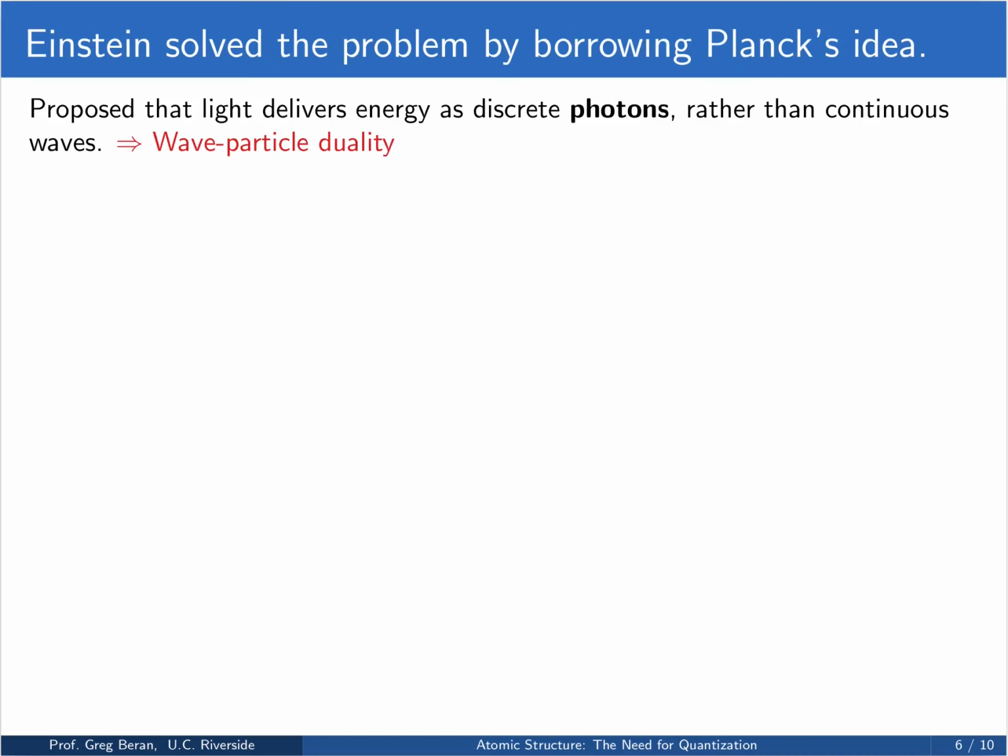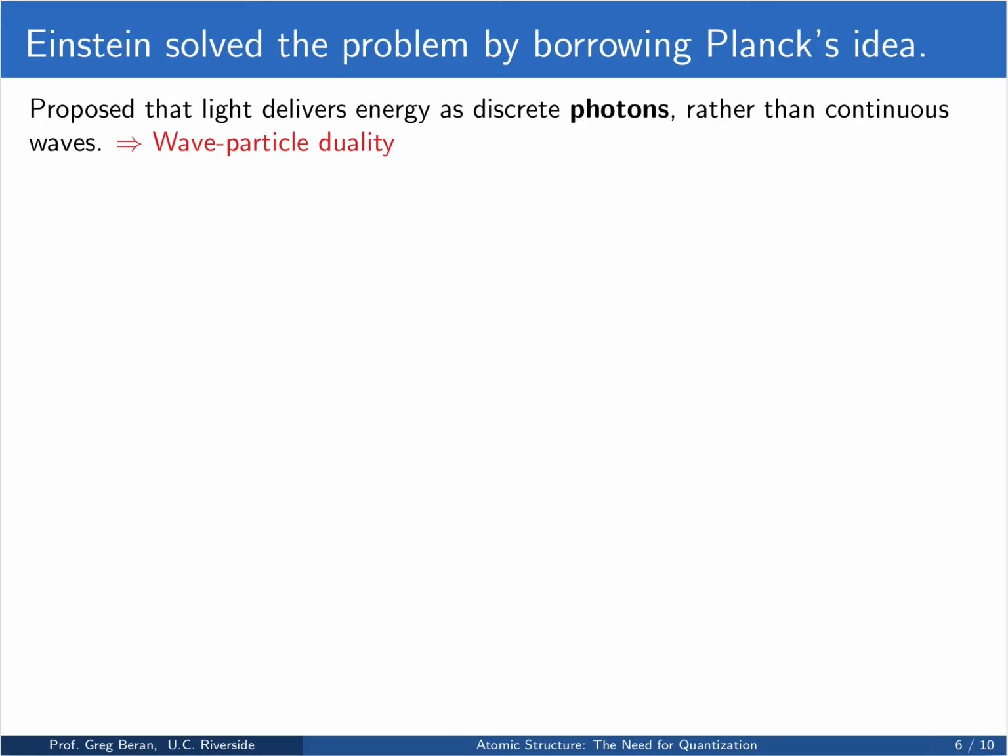Einstein was the one who actually managed to solve this problem, and he did so by borrowing Planck's idea. He proposed that what if instead of light arriving at the surface as continuous waves, continuously delivering energy, what if light arrived in little packets of energy, what we now call photons, and that each photon had a certain amount of energy associated with it, and that was what caused the liberation of the electrons.